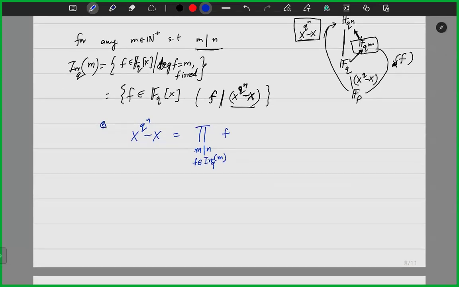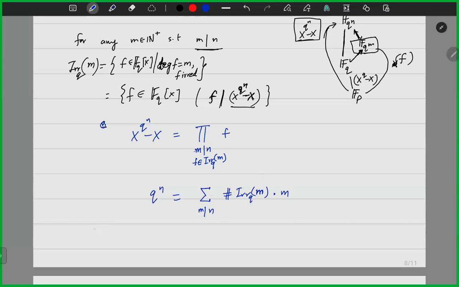But we don't know explicitly about f. Still, we can have some data. We can consider degree on both sides, applying the degree relation. This side degree is just q^n, and on the other side, the number of polynomials inside this set times the degree of f, which is m, and then we have to sum over different m dividing n. So m is varying.